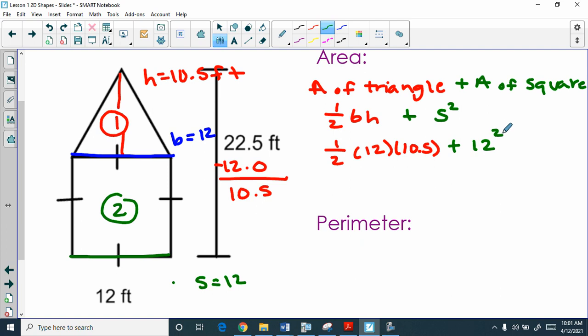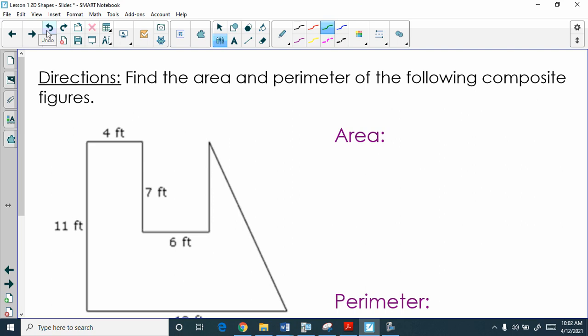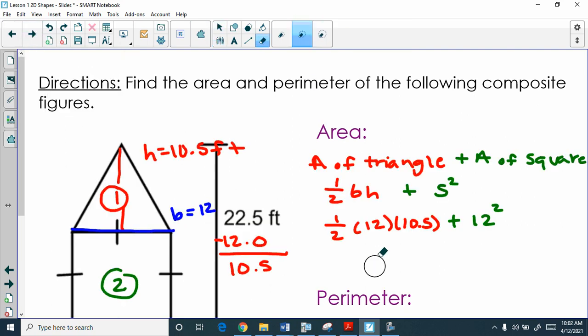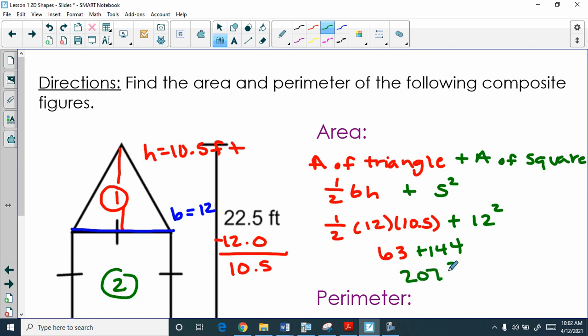Then we're going to type this into the calculator. So 0.5 times 12 times 10.5 gives us 63. And 12 squared is 144. Which would give us 207. And then we're going to say feet squared.